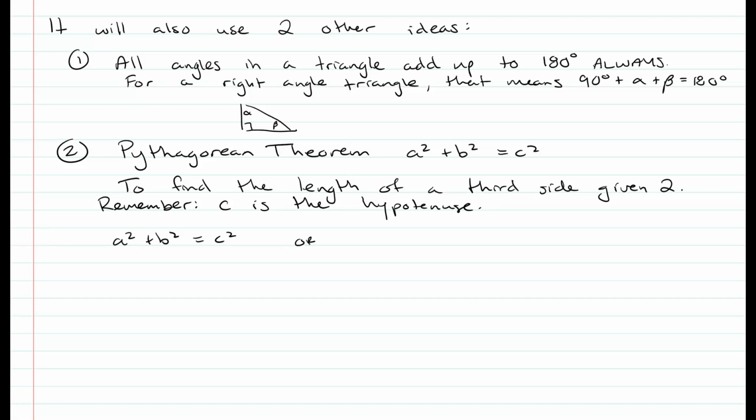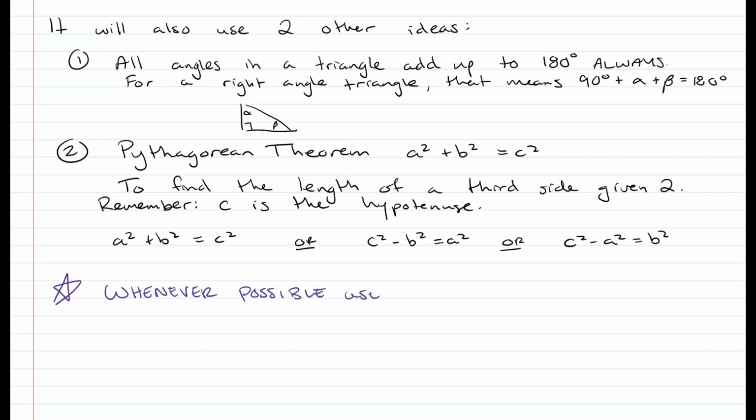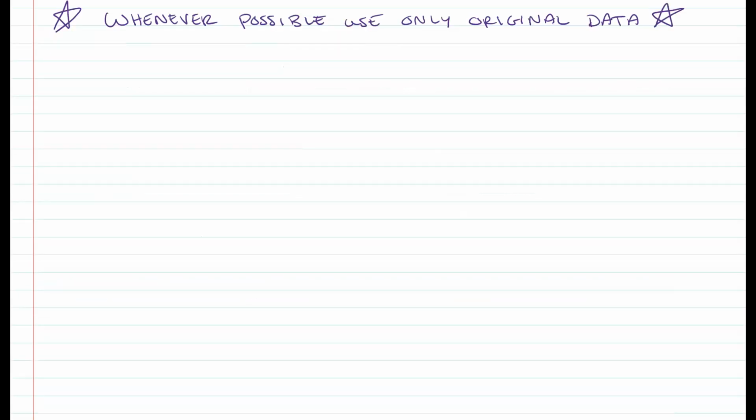And so the three versions of this are a squared plus b squared equals c squared, or c squared minus b squared equals a squared, or c squared minus a squared equals b squared. I always just use the first one and do algebra. It's easier to remember. Now, this is critical. Whenever possible, use only original data that is given to you in the question, not things you find. So let's look at an example of solving a triangle.